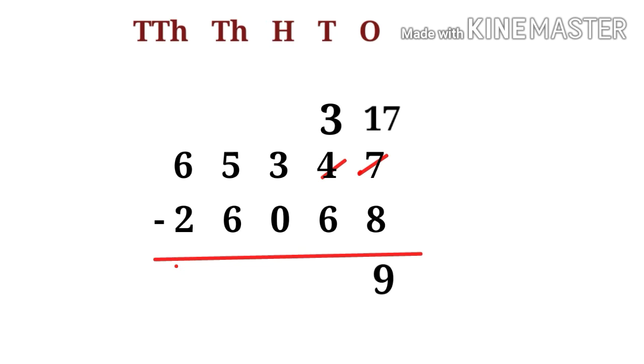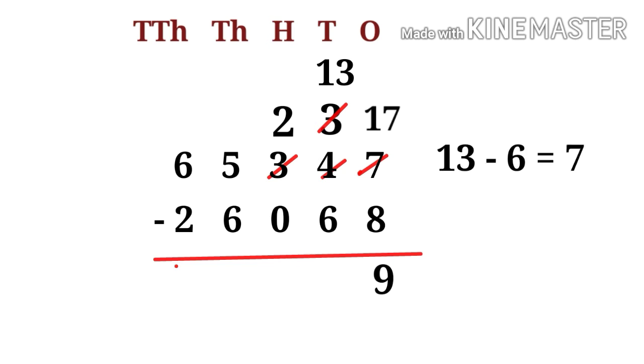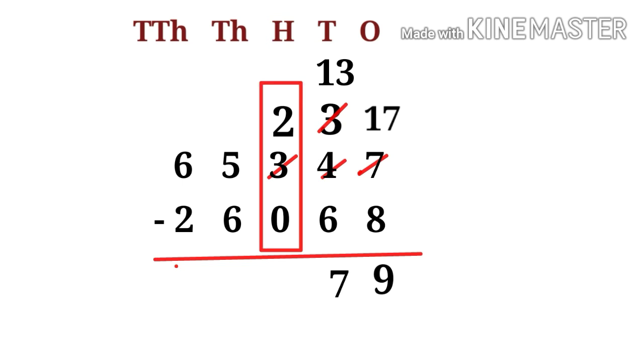Next, subtract tens place digits, that is 3 minus 6. 3 is lesser than 6, so we cannot subtract. Then borrow 1 from the hundreds place. So 3 is reduced by 1 and it becomes 2, and 3 becomes 13. Now 13 minus 6 is equal to 7. Next, subtract hundreds place digits, that is 2 minus 0, that is equal to 2.